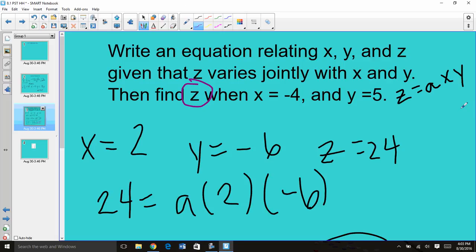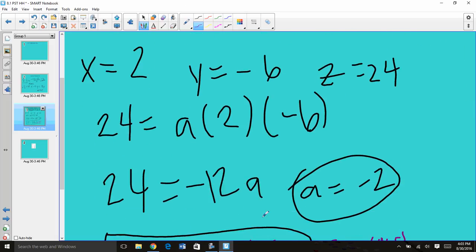Just plug in what you know and simplify it down and see how you can get from one to the next and find your a. That's the most important part. Our coefficient there, our constant.